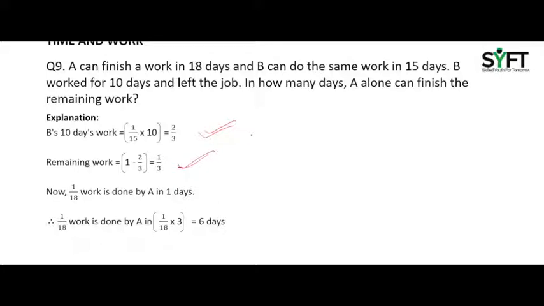Now, 1 by 18 of the work is done by A in one day. So the remaining work 1 by 3 will be done by A in 1 by 18 into 3, that is, 6 days. So this is the answer.